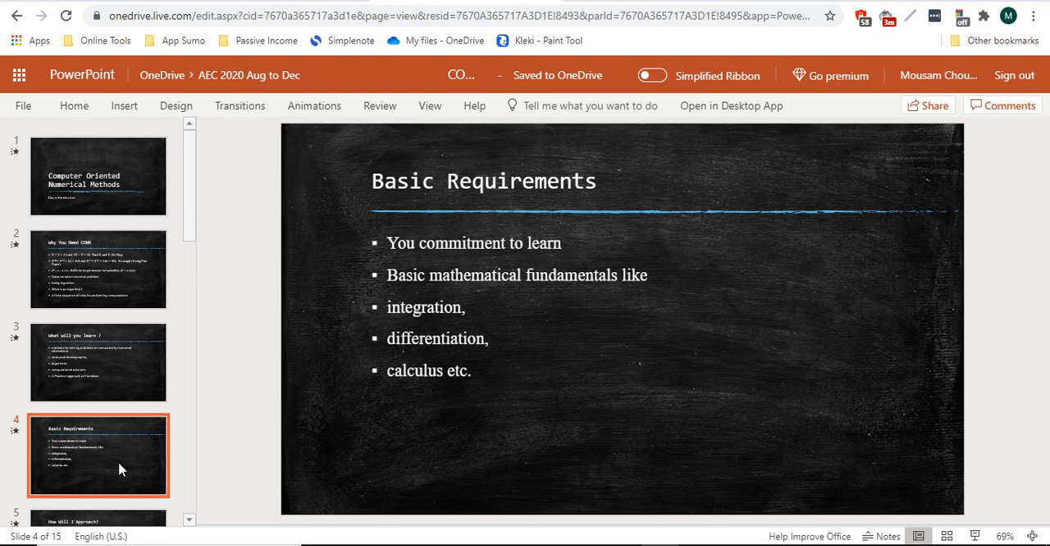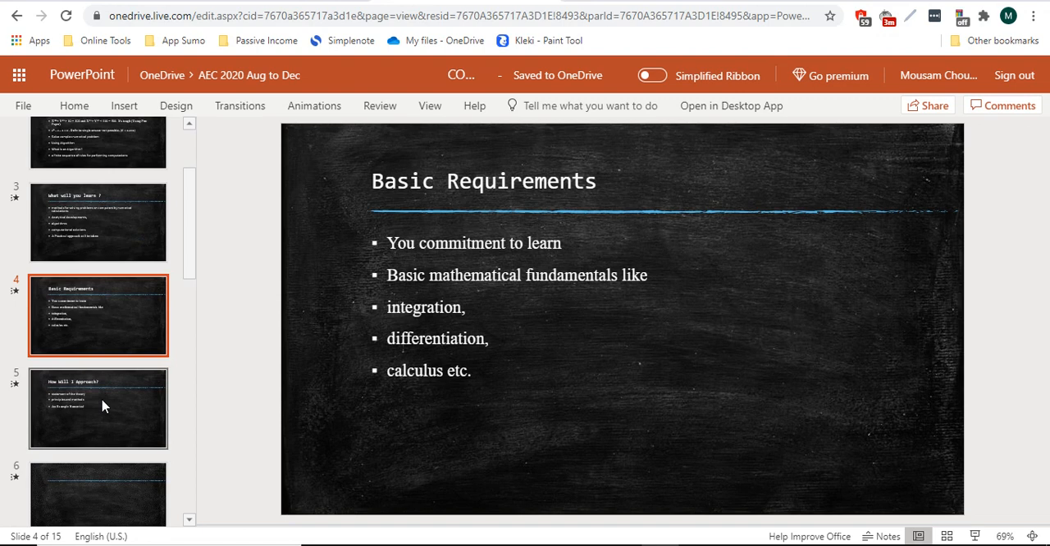Regarding the basic requirements, you should have basic mathematical fundamentals clear regarding integration, differentiation, calculus, matrices. I have not mentioned matrices over here, but matrices are also very important, so those things should be clear.